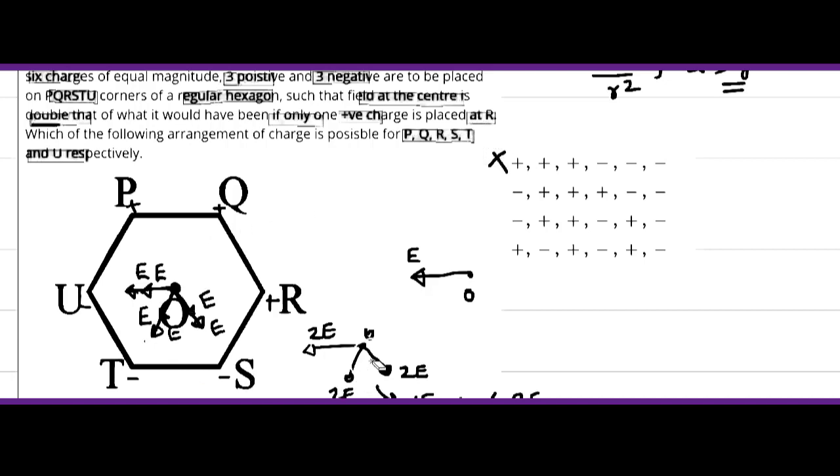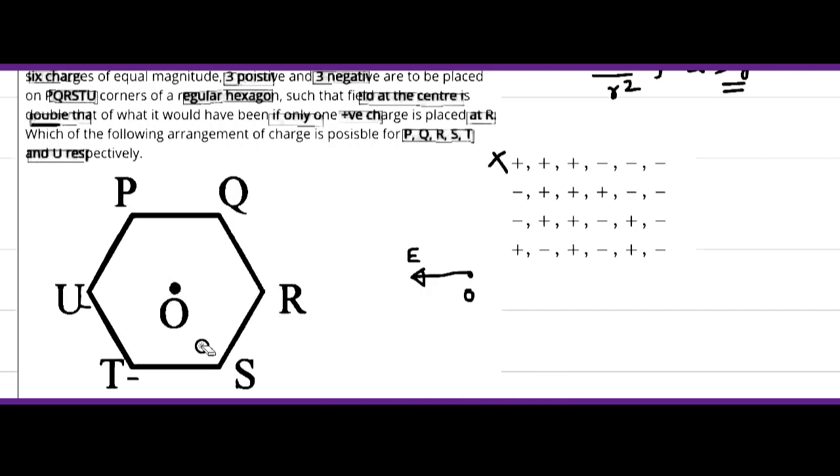Now again we are going to arrange the charges according to option B. So let's talk about option B. In option B, at P there is a negative charge, Q is positive, R is positive, S is also positive, T is negative, and U is negative.